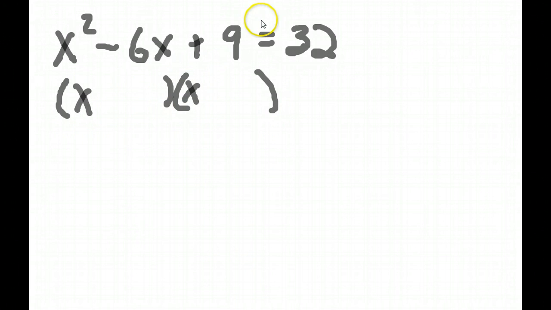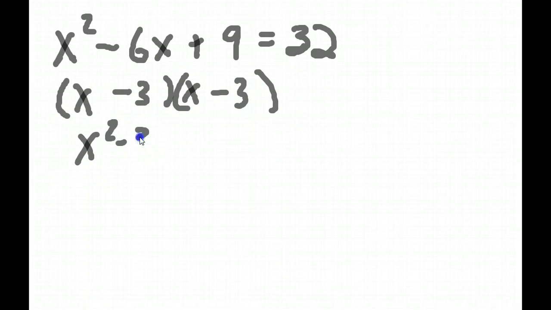Well, let's look at our middle term. We have x squared minus 6x. So would it be x plus 3 or x minus 3? X minus 3. Right, x minus 3. So let's just go through the FOILing and see how it works. So x minus 3 times x minus 3 is x squared minus 6x plus 9. It works.